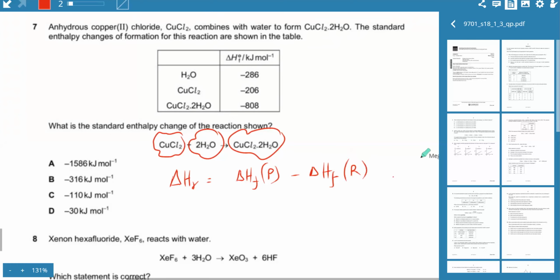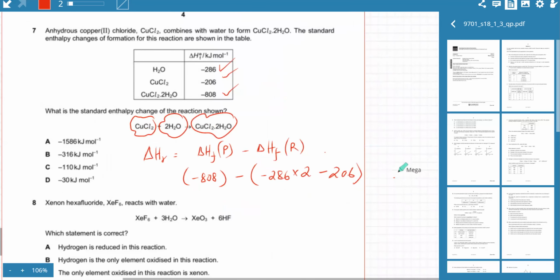And if you apply this, what's your product? CuCl2, that's 808. So it's going to be minus, you have to be very careful with the signs, minus the reactants. The reactants are H2O and CuCl2. So it's minus 286, and minus 286 would be times 2 because you have two water molecules. And the other one is minus 206. That's only one. So that's products minus reactants. What's the answer that we're getting?